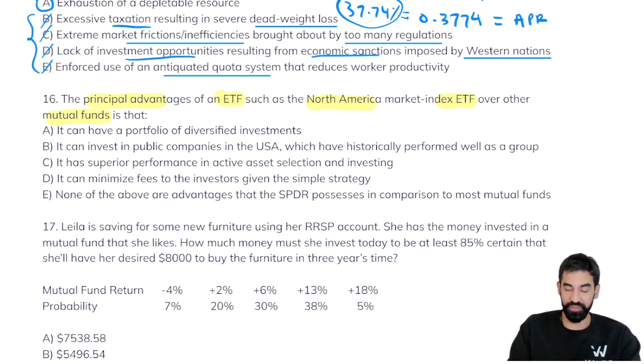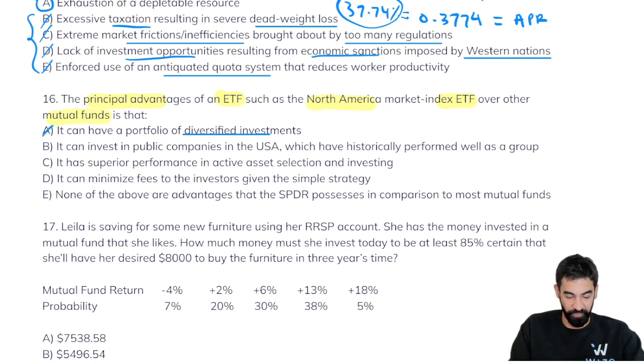So that's why generally in the textbook, in your notes, they suggest that ETFs are a better investment, because the average portfolio manager does not beat the market anyway. So you're just paying that 4 or 5% for nothing. So it can have a portfolio of diversified investments. Well, that's true in both. In both of them, you have many different companies, so it's diversified. The main advantage, though, is the fees.